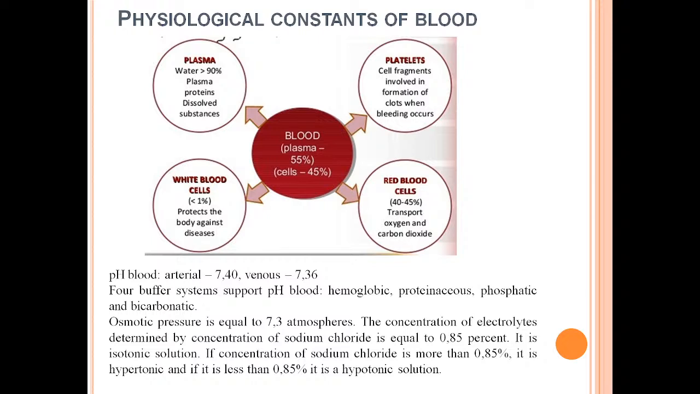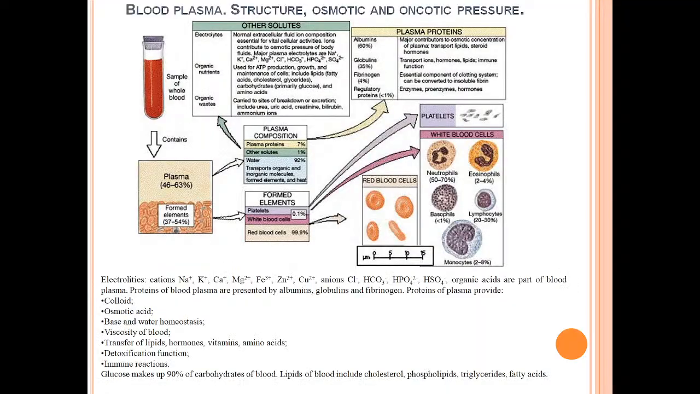If the concentration of sodium chloride is more than 0.85%, it is hypertonic, and if it is less than 0.85%, it is a hypotonic solution. Blood plasma, structure, osmotic and oncotic pressure.